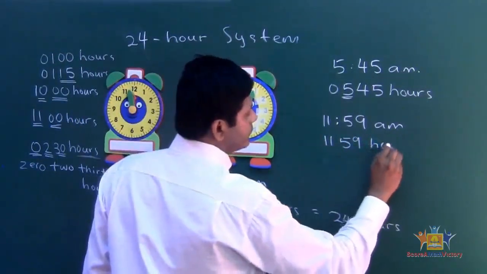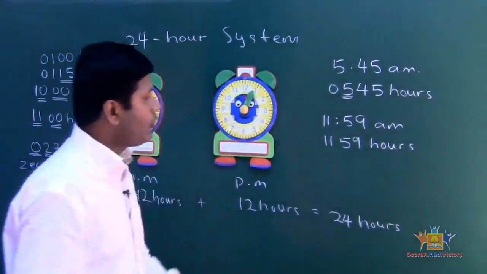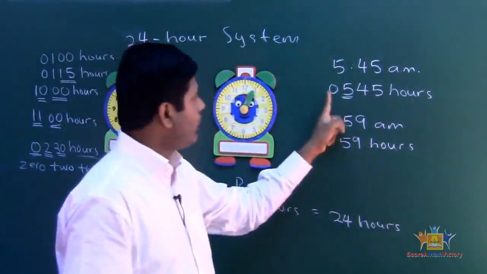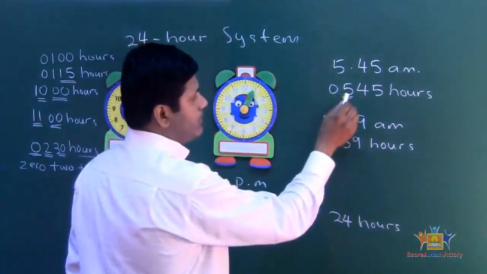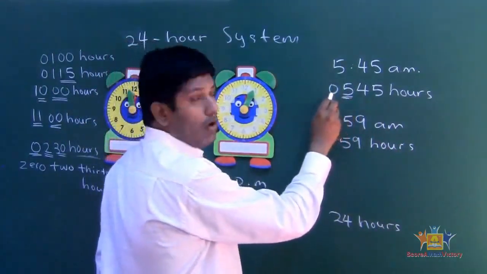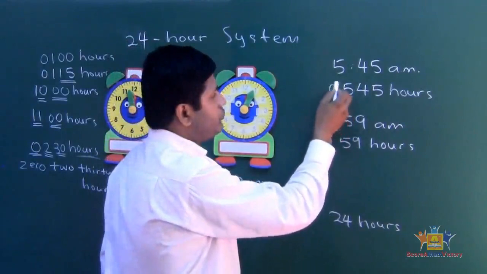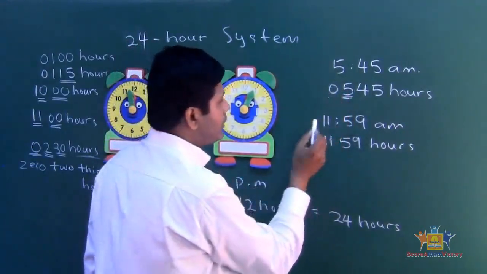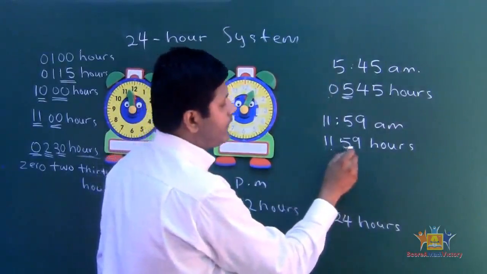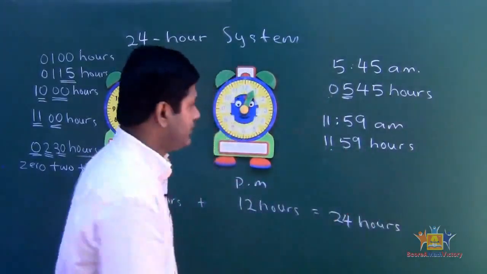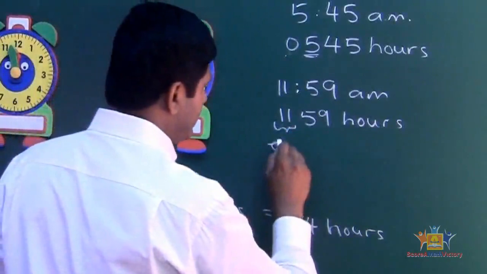Now what happened to the 0? You only use 4 positions: 1, 2, 3, 4. When the number is below 10, it's not occupying this one, so I have to mention the 0. See that? When it occupied this position, in this case it occupied right there, so I say 11:59 hours. See that?